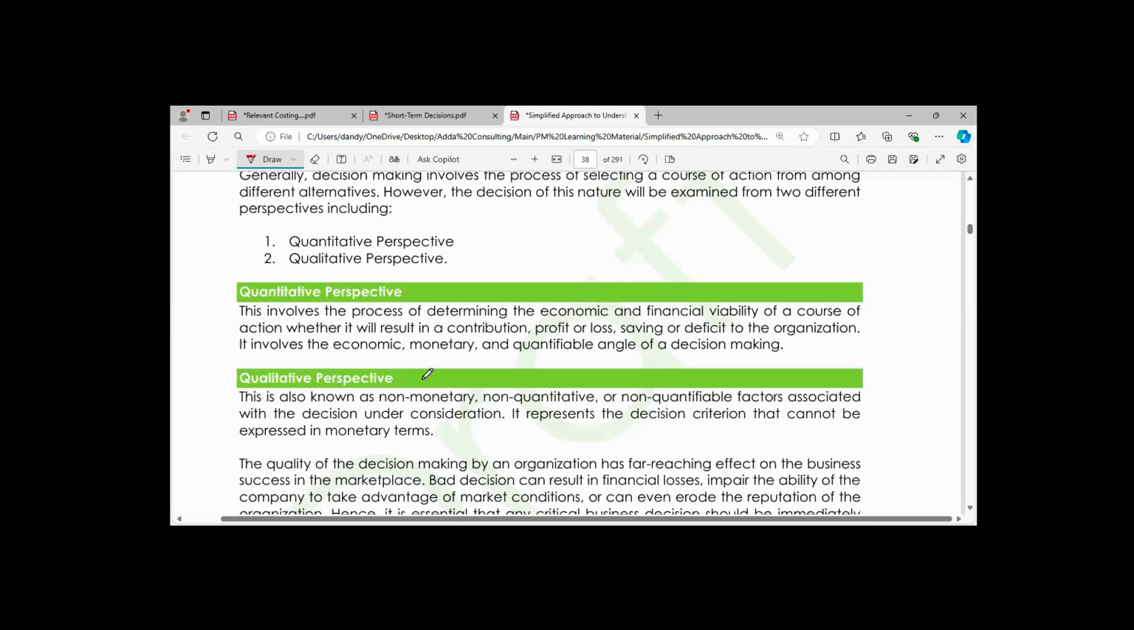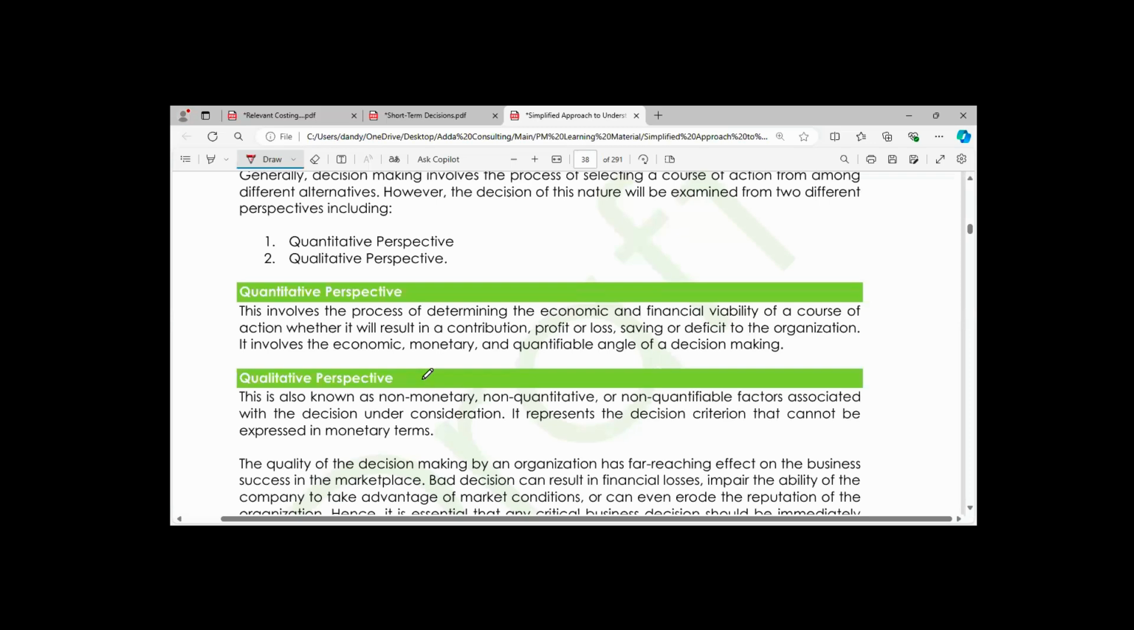So when you are analyzing an alternative course of action, you need to critically examine it by taking into consideration the two perspectives, the economic perspective and the qualitative factors. Very important, because at times the economic angle of it, even if the project is viable, that doesn't mean that management may likely follow the recommendation.